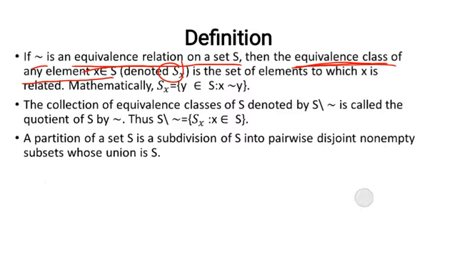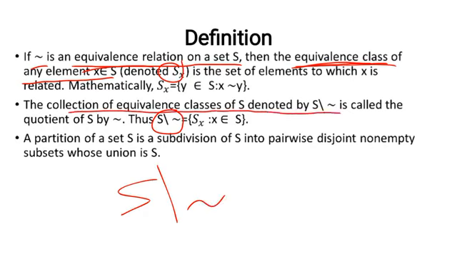So that's what we have as the definition for an equivalence class. The next definition you need to know is this quotient here, S slash tilde. This collection of equivalence classes of S is called the quotient of S by tilde. So the collection of all these equivalence classes is denoted this way.